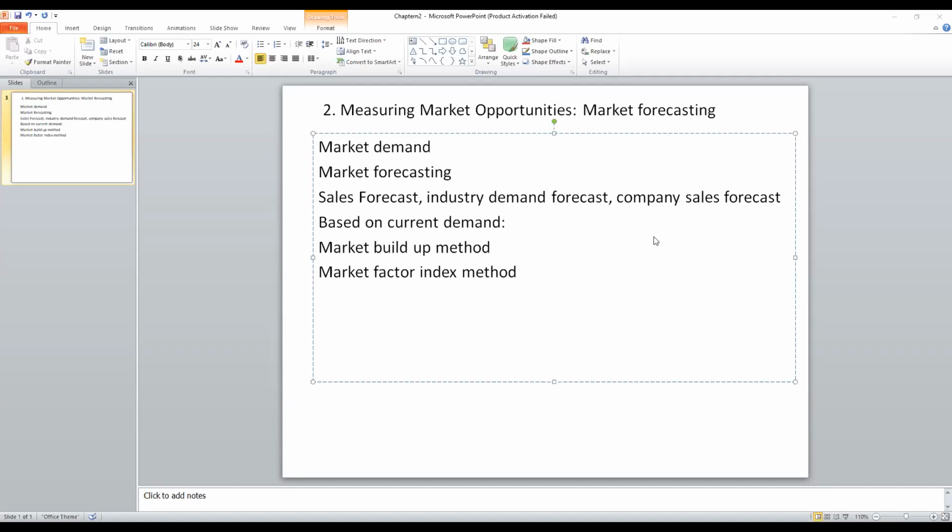Now here this part includes market forecasting based on current demand, forecasting based on past demand, forecasting through experts, forecasting through intentions and expert opinion, about the market knowledge systems, the market intelligence, market database.